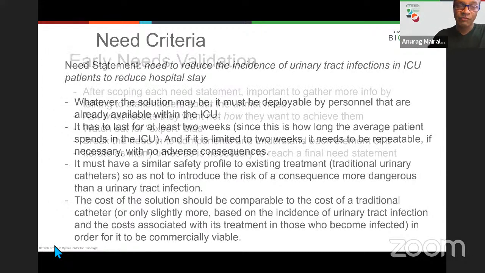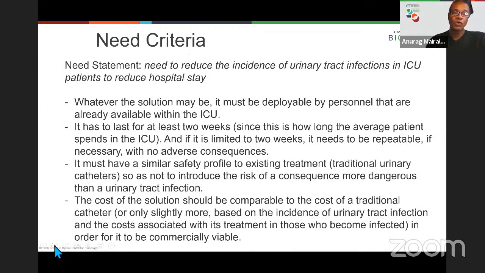Need criteria. We talked about need criteria, where you really want to have a must-have and a good-to-have. Must-have is stuff that you absolutely need, and good-to-have is something that would be good, like bells and whistles, basically.